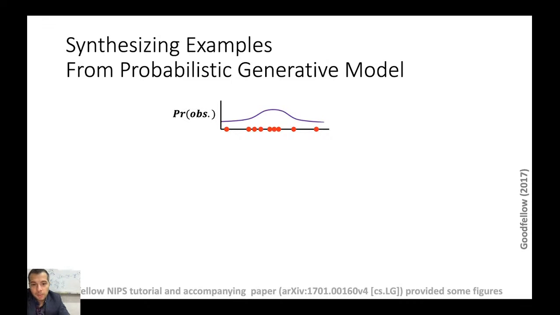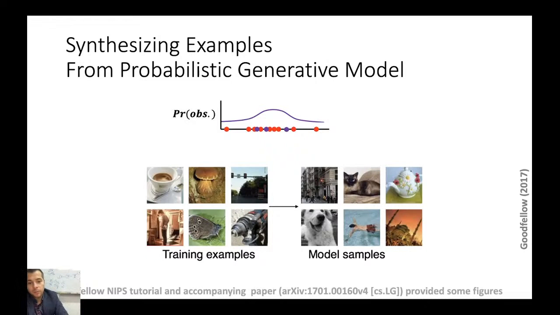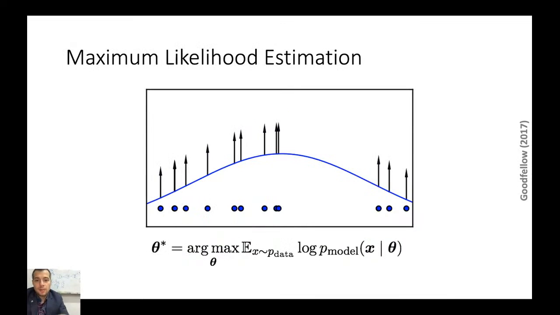Using probabilistic models, we're trying to model the probability of the observations, and then we can generate new examples from this probability. This is the main idea, and it can be done in various ways, for example by applying maximum likelihood estimation. So we estimate the parameters of our model such that we maximize the expected value, over the observed data, of the logarithm of the probability of the model outputting the example x given the parameters theta.